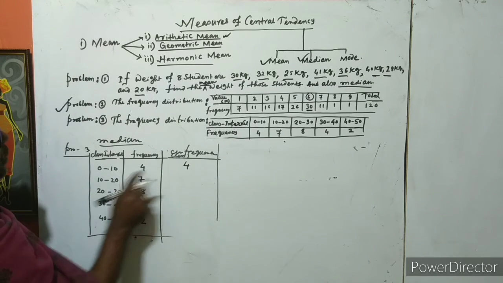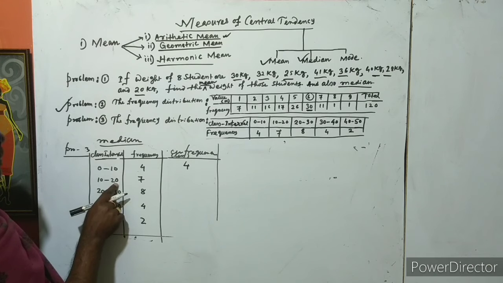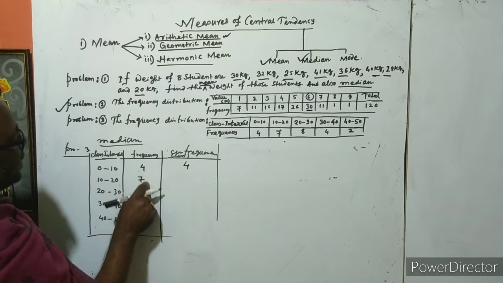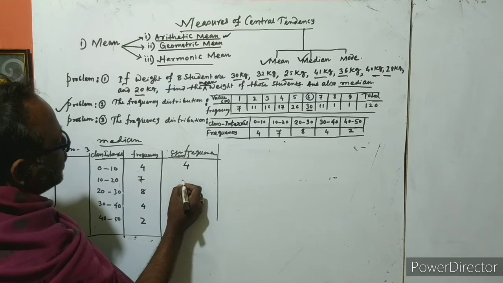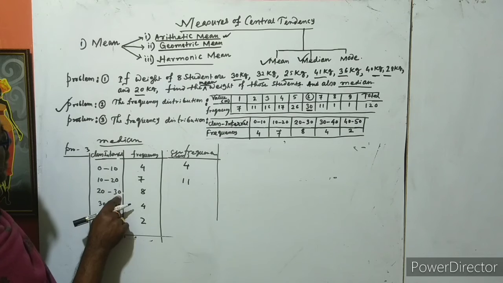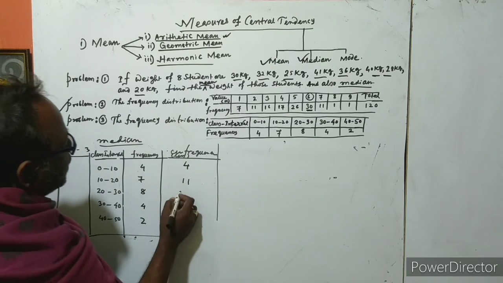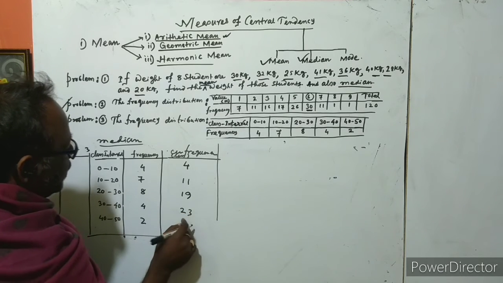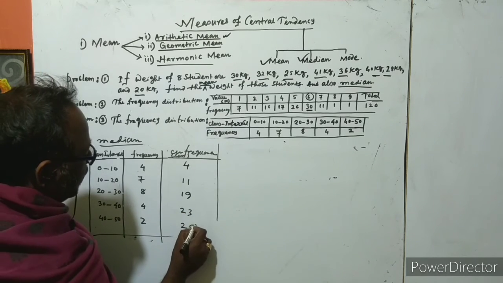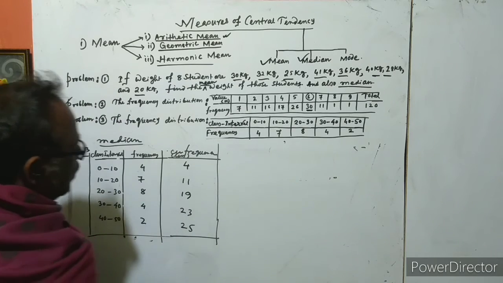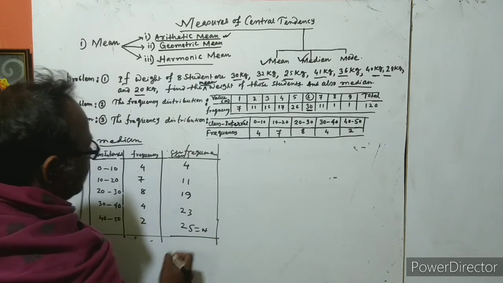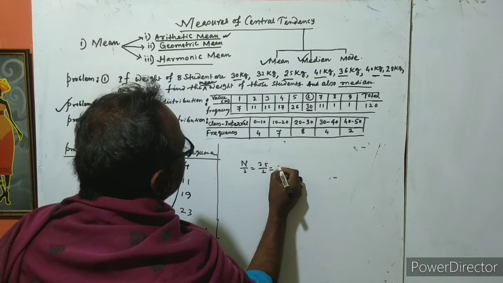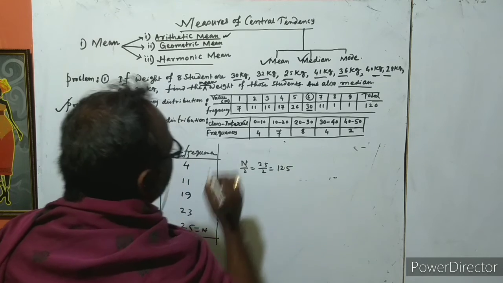Less than 20 means 0 to 20 here, so we add these two frequencies, giving 11. Again, less than 30 means 0 to 30, so 11 added with 8 is 19. Then 19 plus 4 is 23, and 23 plus 2 is 25. This is n. We always find n by 2, so 25 by 2 is 12.5.